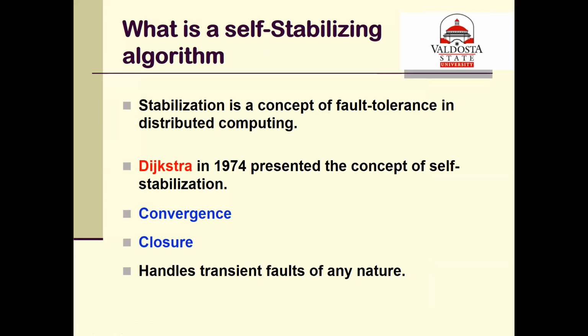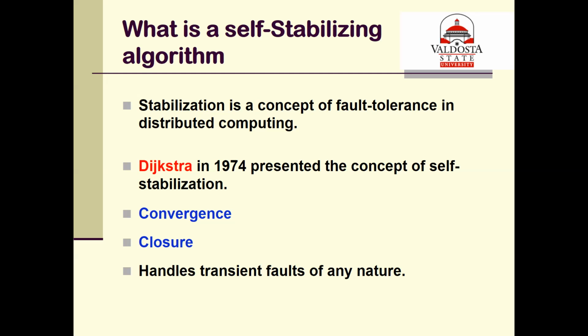Just a little bit of sidetracking, you might be wondering, what is this self-stabilizing algorithm? Self-stabilization is a concept of fault tolerance in distributed computing, originally introduced by Dijkstra back in 1974. A self-stabilizing algorithm has two properties: one is known as the convergence property, and the other is known as the closure property.